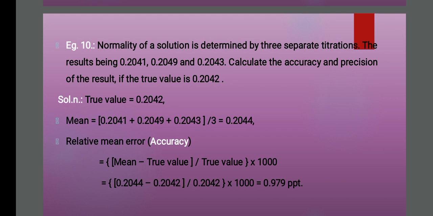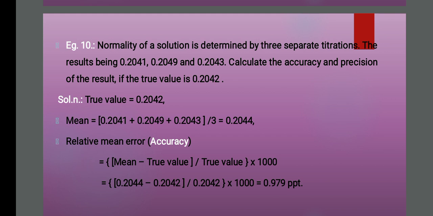So for the average, three different titration values are given; you sum up all three values and divide by 3, and that is the average. For relative mean error, the formula is mean minus true value, divided by true value, into 1000. This will give you accuracy. Substituting the values, for mean we have got 0.2044, minus the true value 0.2042, divided by 0.2042, multiplied by 1000. You get the accuracy value as 0.979 ppt.